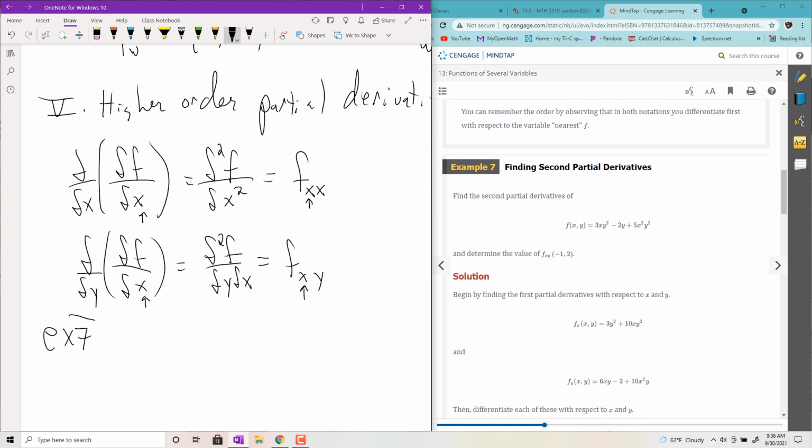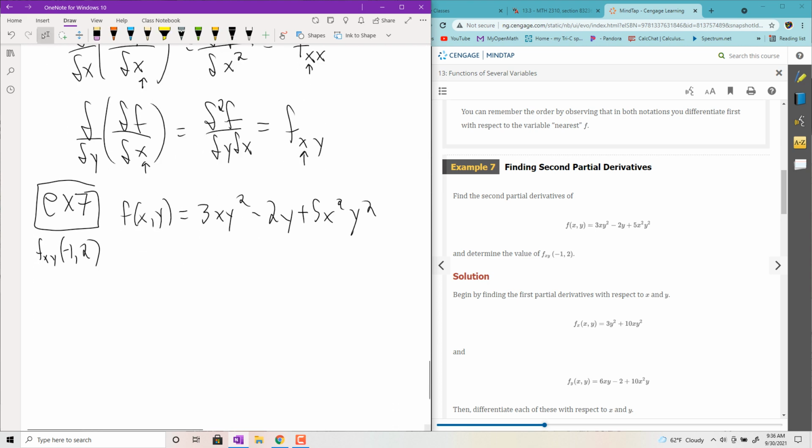Anyways, let's look at example 7, and we want to find the second partial derivatives. So now instead of just one second derivative, there's basically 4 second derivatives. So our function is 3xy squared minus 2y plus 5x squared y squared. We want to evaluate the mixed partial here at (-1, 2), the derivative with respect to x and then y. So let's go at it.